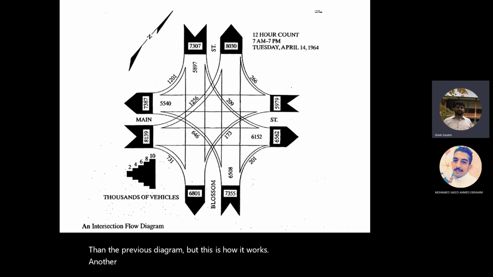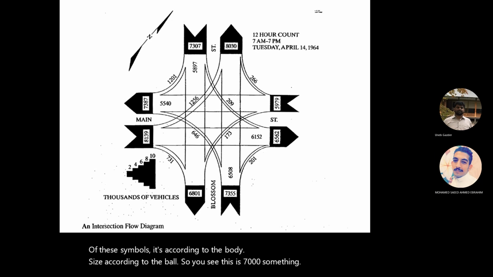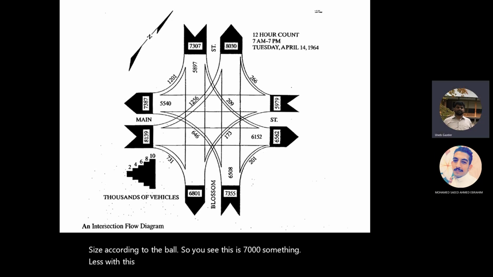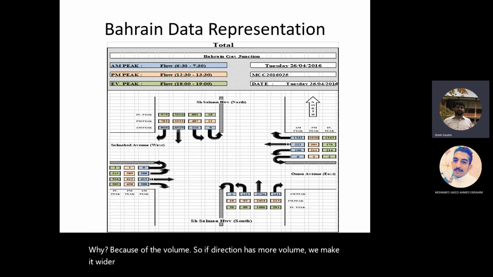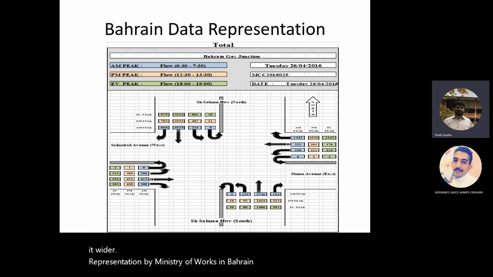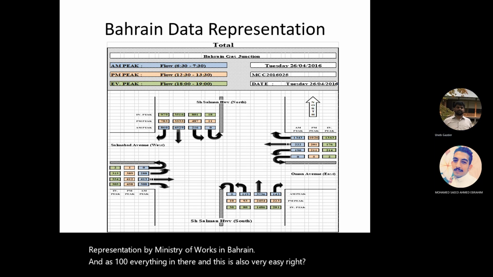Another thing is the size of these symbols. It's according to the volume. Size is according to the volume. So you see, this has 7,000 something. Width is less. Another one, 8,000. You compare this with this, the width is more. Why? Because of the volume. So if a direction has more volume, we make it wider. Representation by the Ministry of Works in Bahrain. And as alhamdulillah, everything in Bahrain, this is also very easy. Right? You see the highway names?